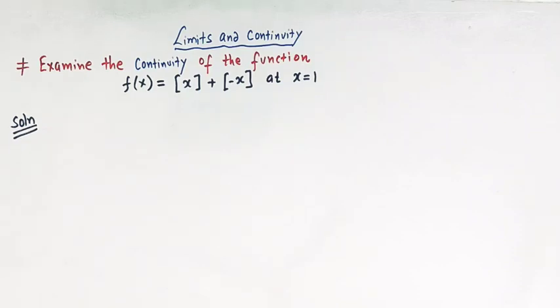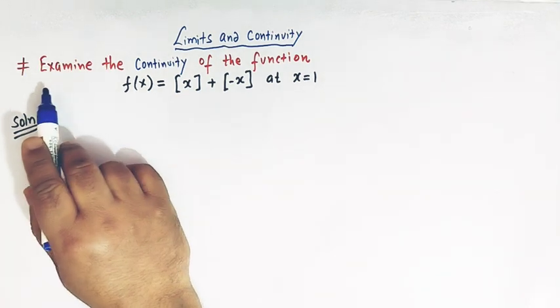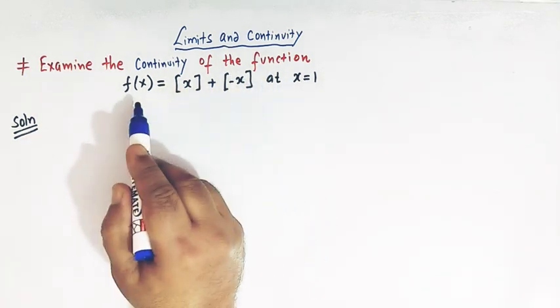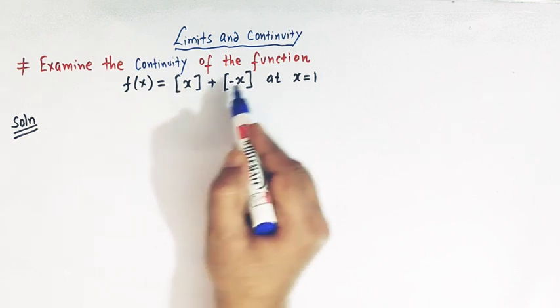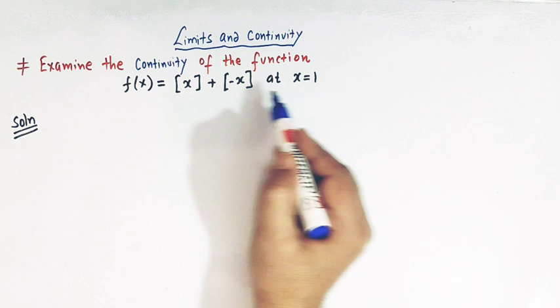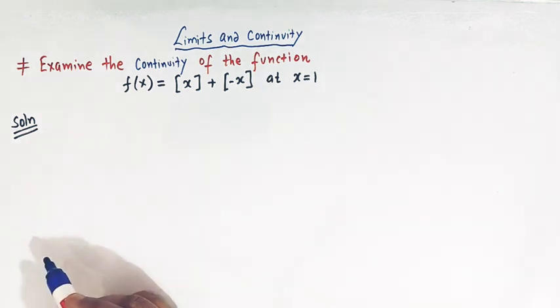Hello viewers, in today's class we are going to discuss yet another important and very conceptual problem from limits and continuity. Here once again we'll solve a very important problem from continuity of a function. The problem goes like this: examine the continuity of the function, which is given as greatest integer of x plus greatest integer of minus x at x is equal to 1.